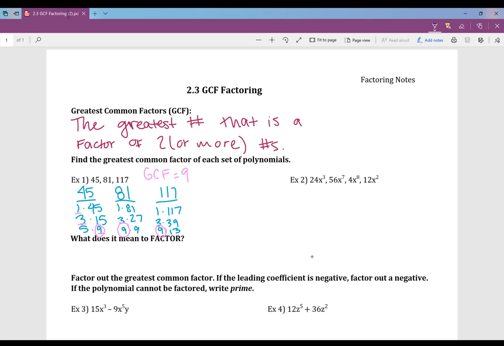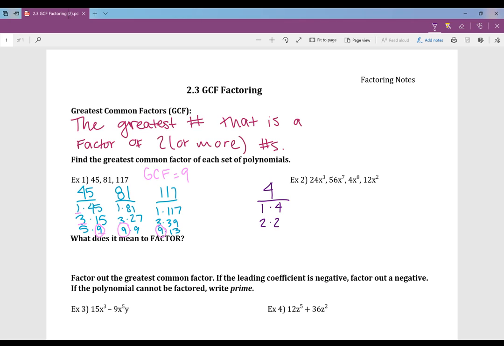Okay, let's look at example number 2. So we have 24x cubed, 56x to the 7th, 4x to the 8th, and 12x squared. So let's just look at the numbers for a second, and then we'll come back to the x's. For 4, what are factors of 4? Well, we could do 1 times 4 and 2 times 2. And those are our only factors of 4.